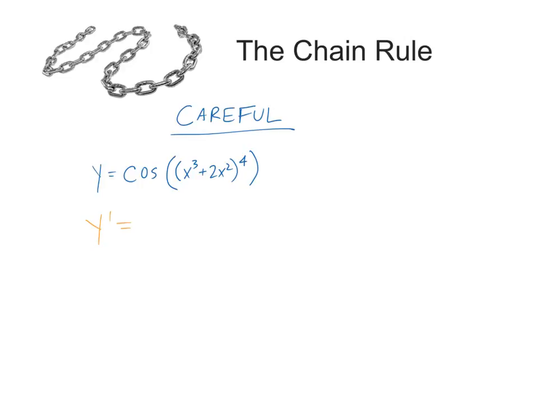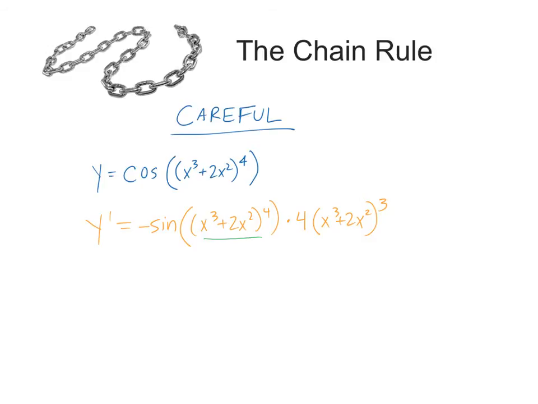The derivative of cosine is negative sine of the exact same expression. Now, the chain rule says this expression on the inside I have to multiply by its derivative at the end. So the derivative of everything inside the sine's parentheses is 4 times x cubed plus 2x squared to the third. All right, because I dropped the 4 down and I decreased it to a 3.